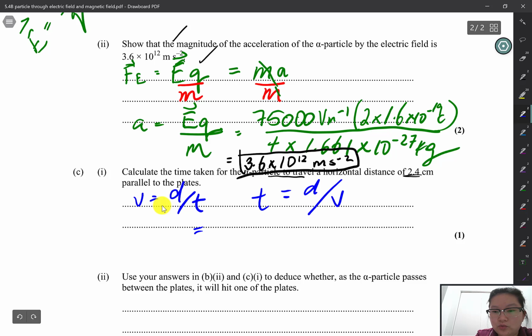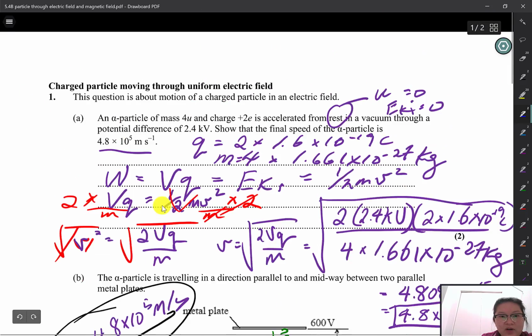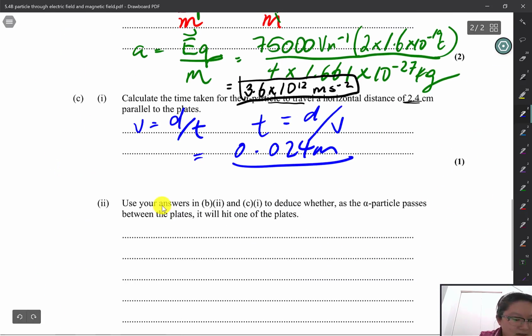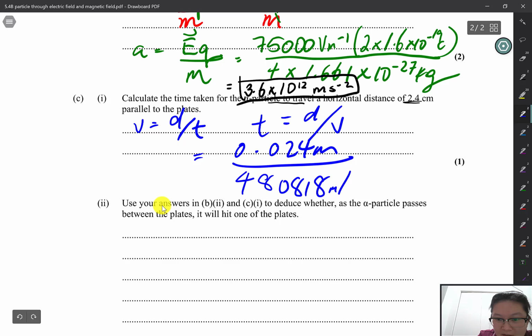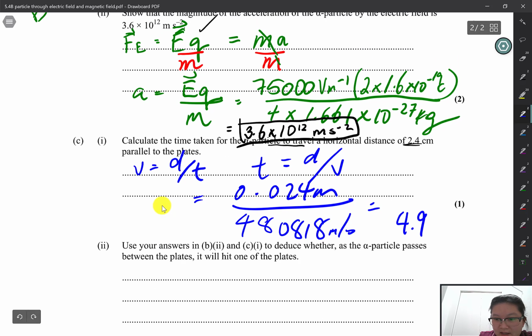So the distance is 2.4 centimeters, 0.024 meters, divided by that huge velocity, being how much again? 4.8. Okay, yeah, I'm going to use the one on my calculator. 4.80818 times 10 to the power of 6 meters per second. So that is going to give us 4.99 times 10 to the power of negative 8 seconds, which is roughly 5.0 times 10 to the power of negative 8 seconds.